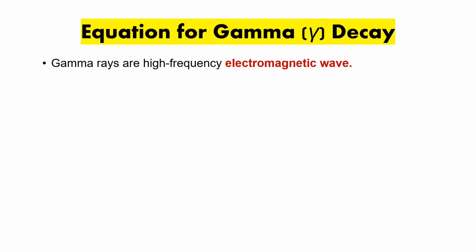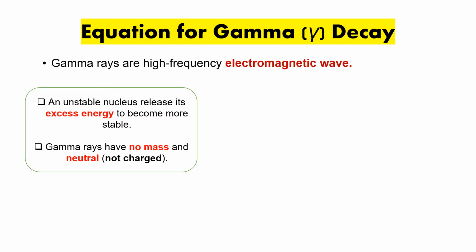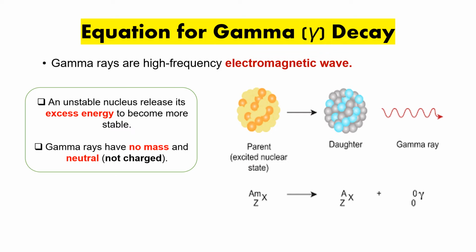Our last equation is for gamma decay. Gamma decay, also known as gamma rays. Gamma rays are high frequency. That's one of the waves which has high frequency and is also called an electromagnetic wave. In gamma decay, an unstable nucleus in an excited nuclear state releases its excess energy to become more stable. Gamma ray has no mass and no charge, thus this particle is a neutral particle. This nucleus emits radiation without changing the original composition of the protons and the neutrons in the parent nucleus.